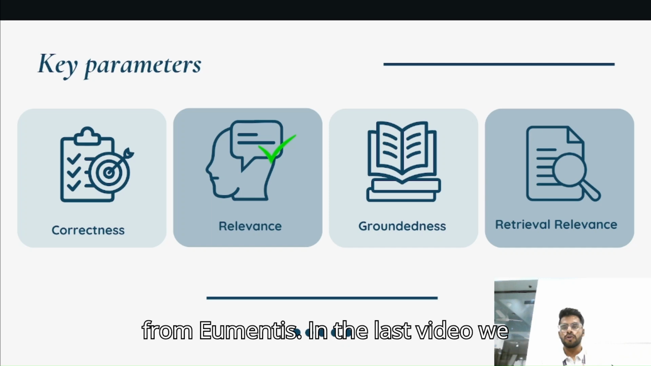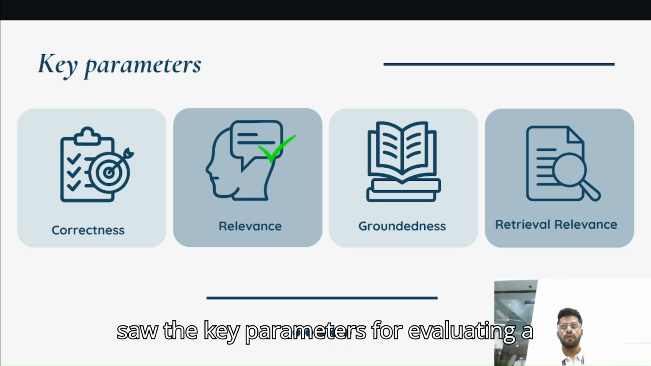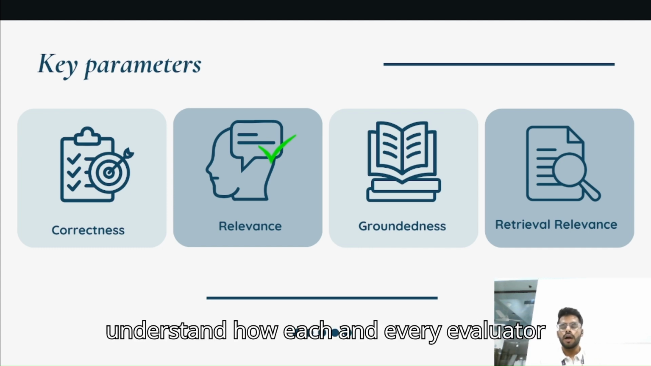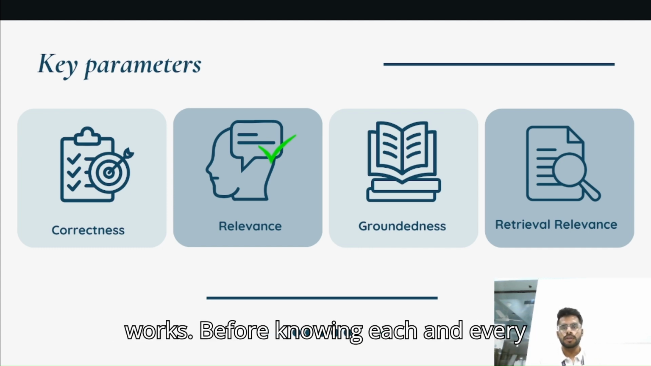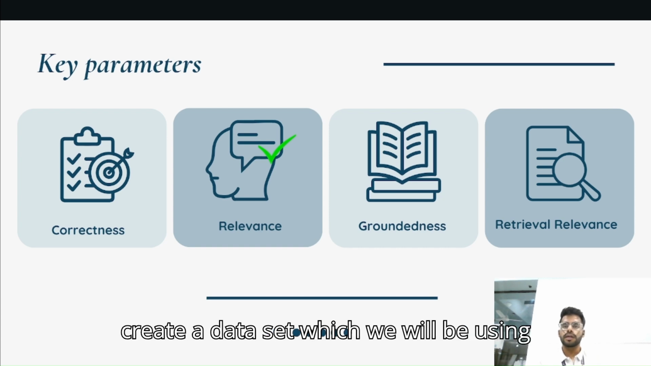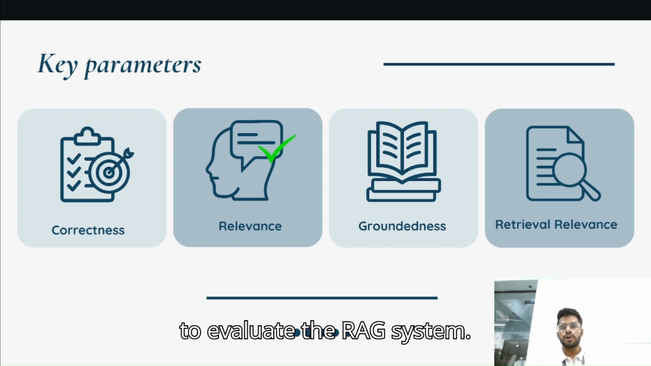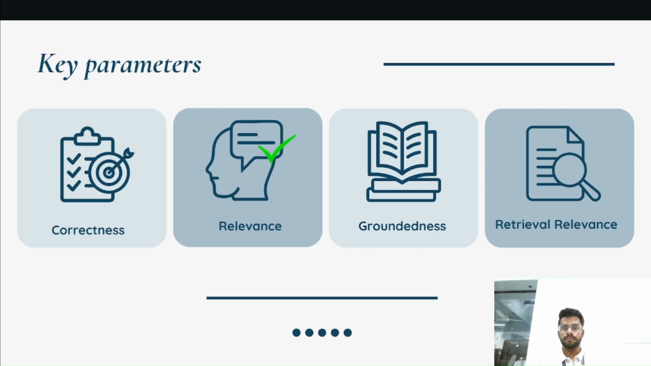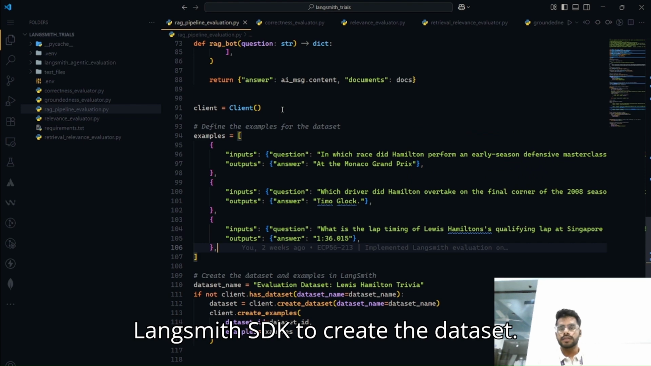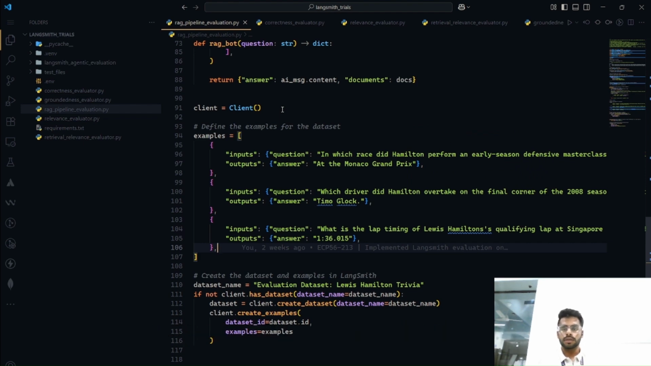In the last video, we saw the key parameters for evaluating a RAG system. In this video, we will understand how each and every evaluator works. Before knowing each and every evaluator, let us understand how to create a dataset which we'll be using to evaluate the RAG system. We'll be using the client class of the LangSmith SDK to create the dataset.